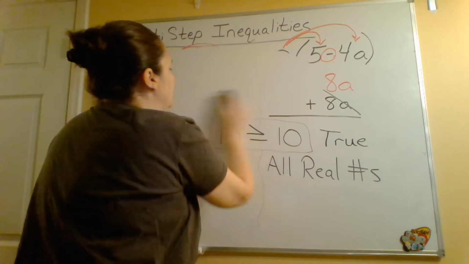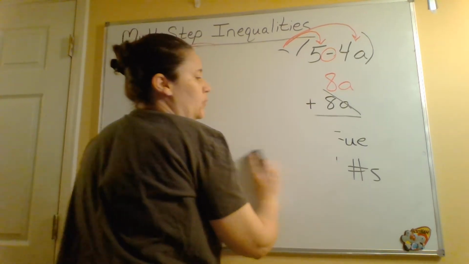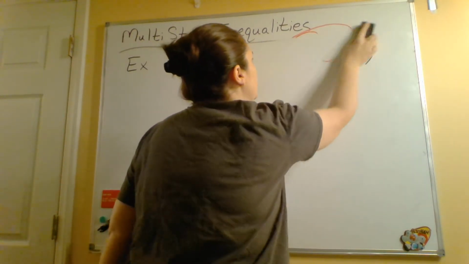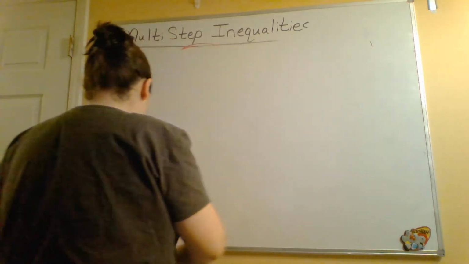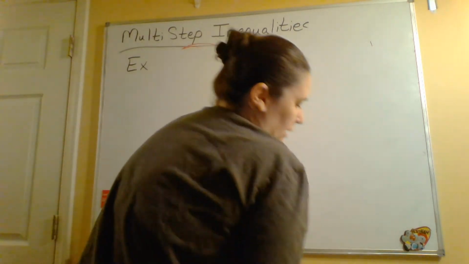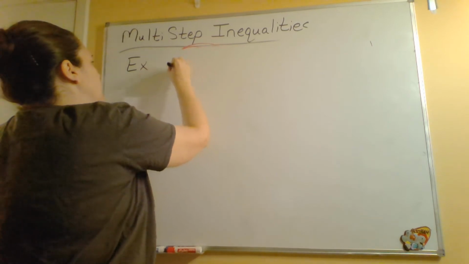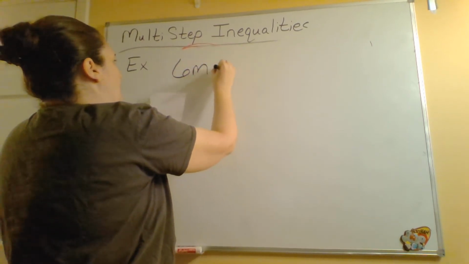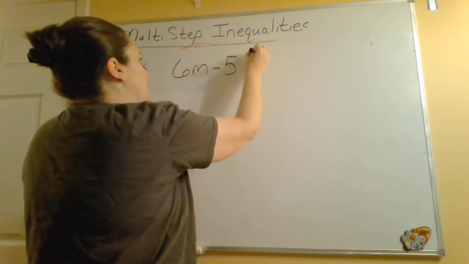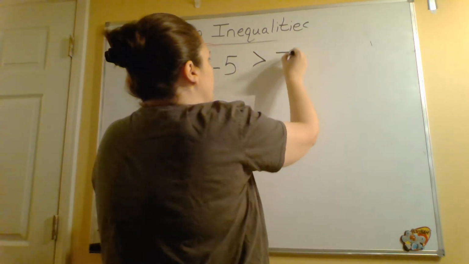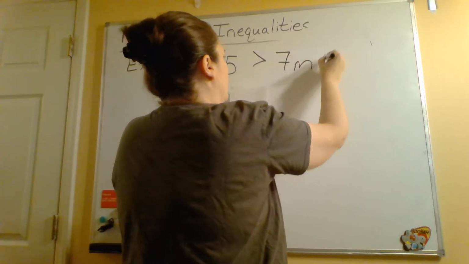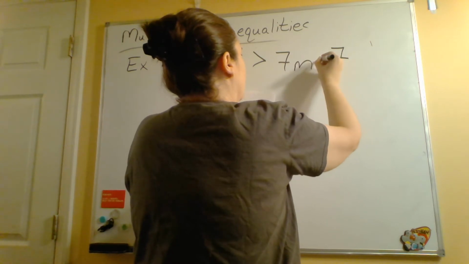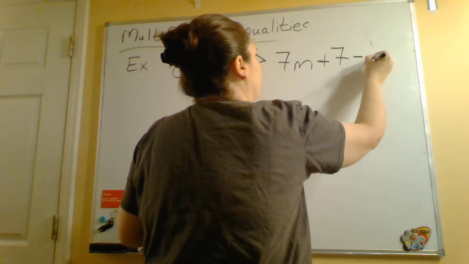Let's do one last example. There's one more weird situation that could happen when we're solving these problems. Here it is. 6m minus 5 is greater than 7m plus 7 minus m.